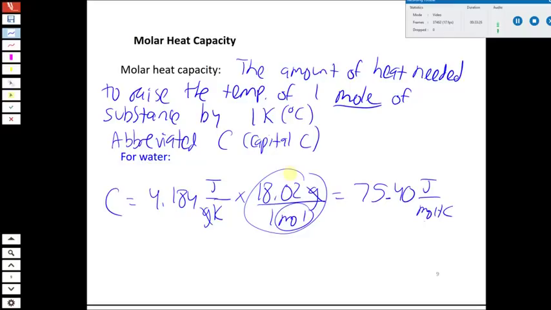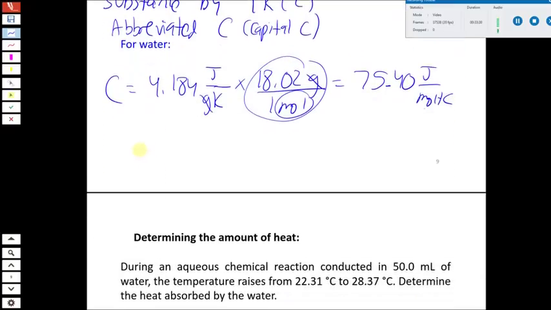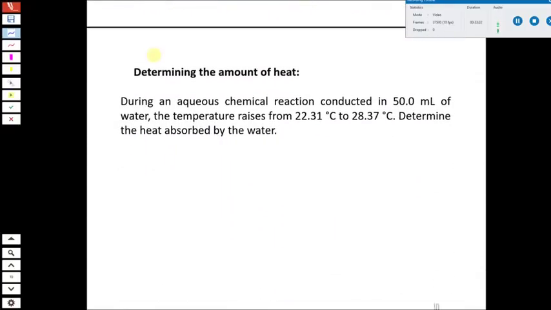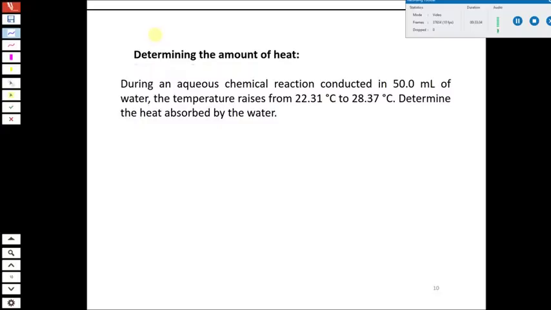Okay, so with that equation, and with the definitions out of the way, we can start seeing some examples. In a lot of these types of problems, we're running chemical reactions that are either exothermic or endothermic. They're going to either release heat or absorb heat, and there's going to be a temperature change associated with that. So we're going to measure that temperature change, and then we're going to calculate heat using that.